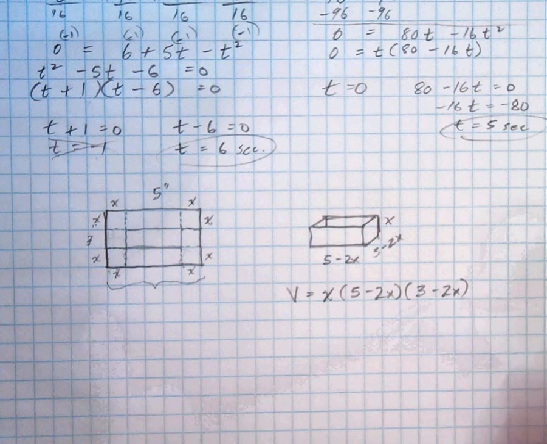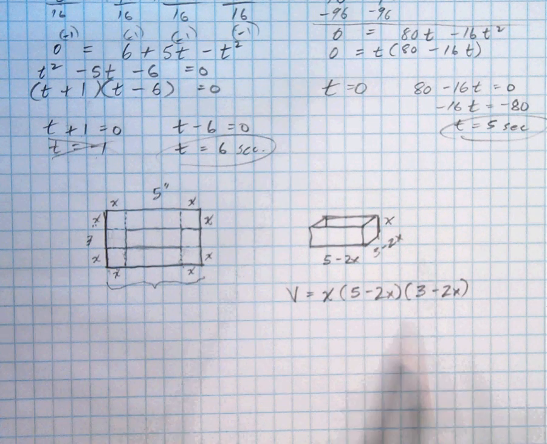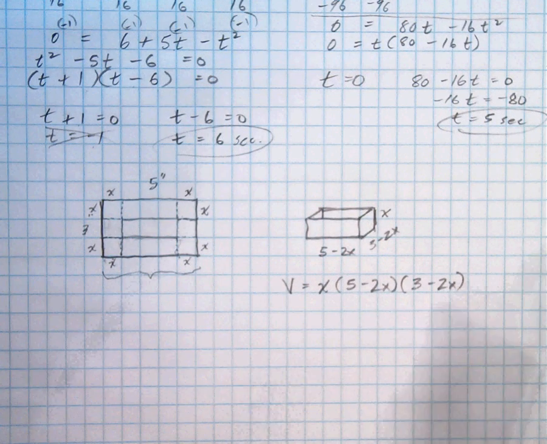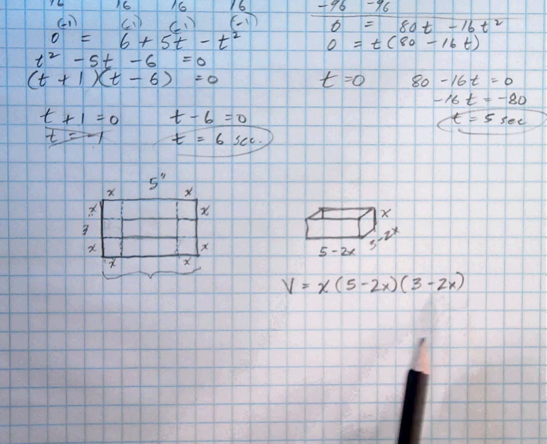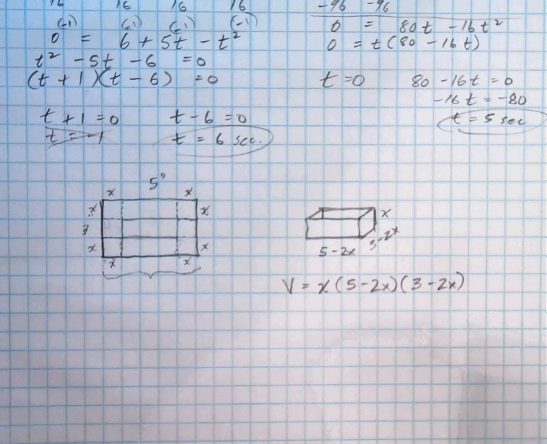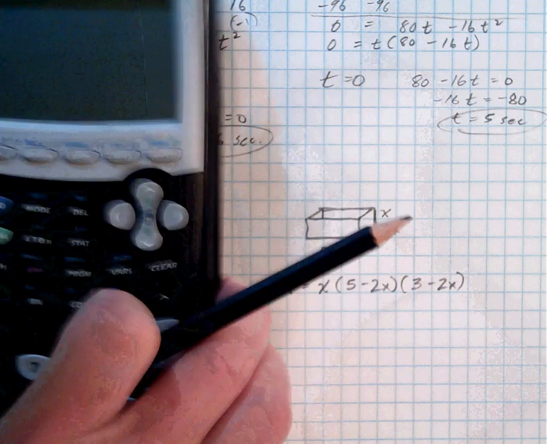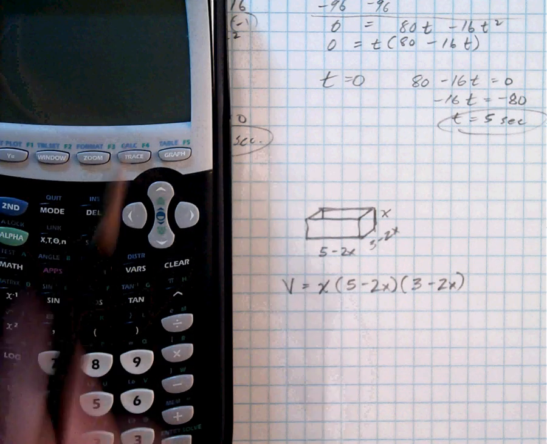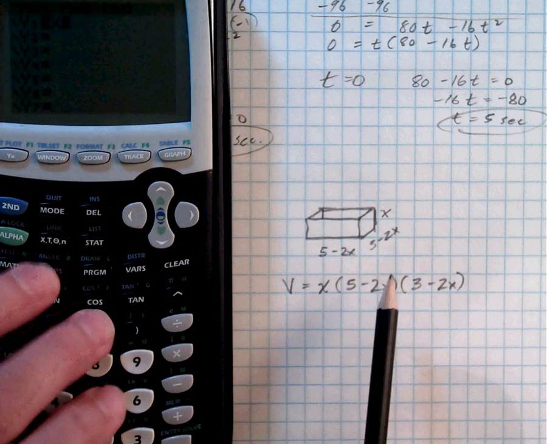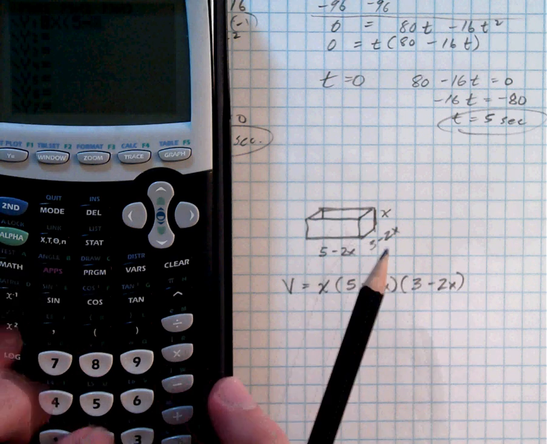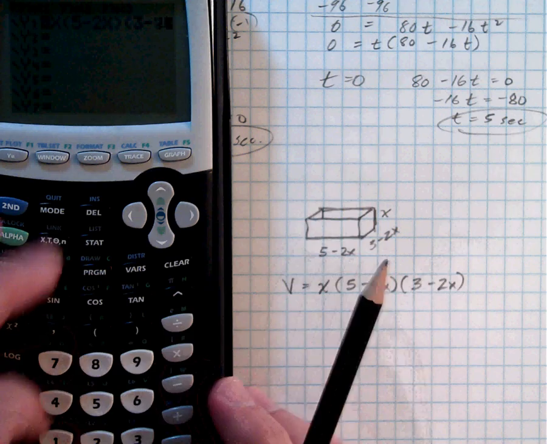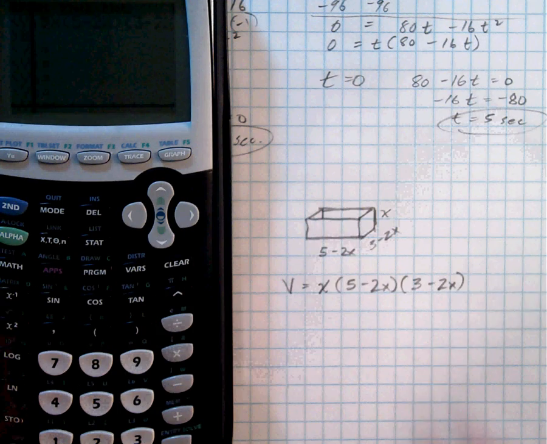Now this is not quadratic. This is actually cubic because you have x, x, x. But the reason I'm bringing it up is because we're not going to solve this by hand. We're just going to look at it on the calculator and see what we can get from it. So if I plug this into my calculator, x times (5 minus 2x) times (3 minus 2x), graph.